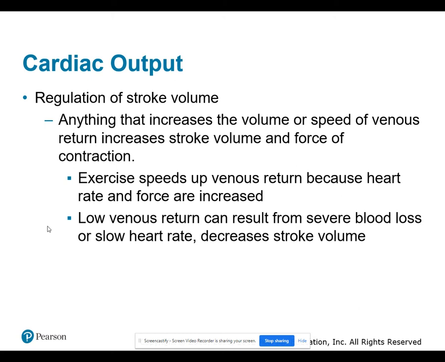However, low venous return can result from blood loss, so you don't have as much blood returning because you're losing it, or from a slow heart rate, because your heart is pumping a lot slower. That means it's filling slower before it's able to beat. So here, low venous return results from severe blood loss and slow heart rate, and again, that's going to decrease your stroke volume.